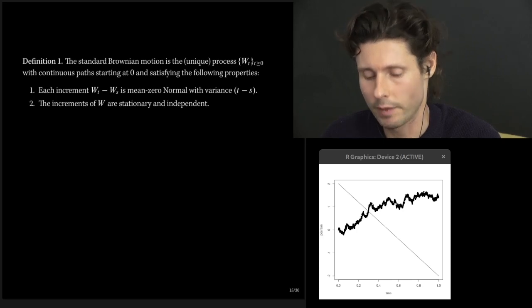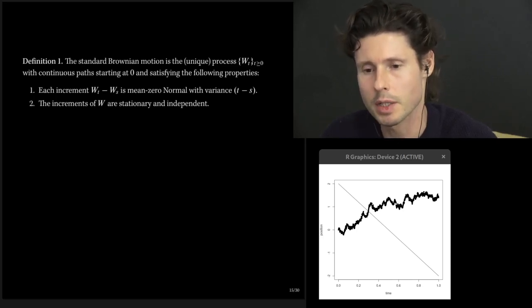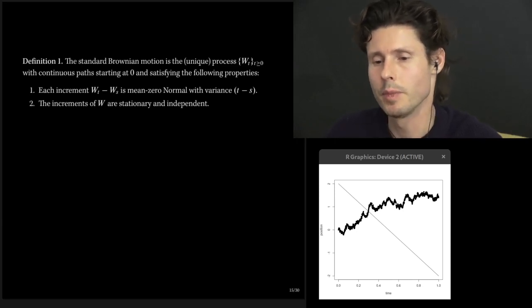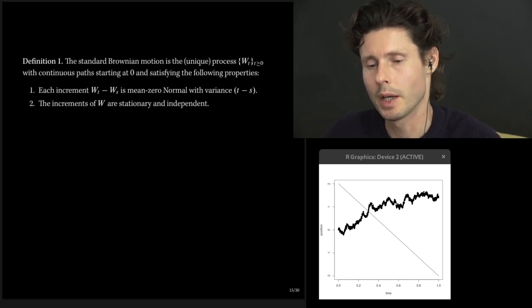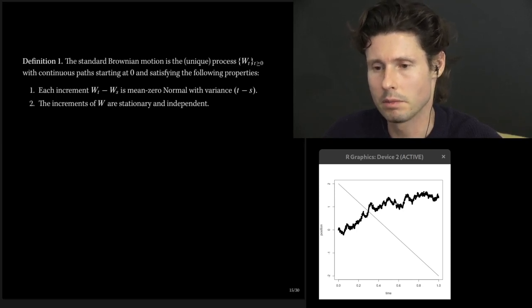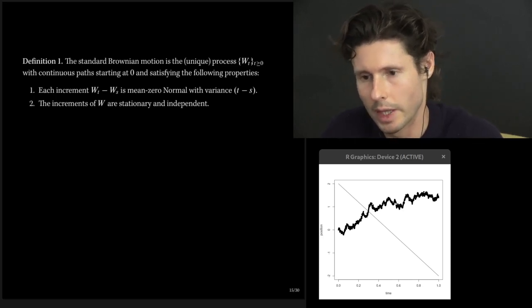So the first definition states that a standard Brownian motion is a unique process with continuous paths. Continuous paths is not to be confused with continuous time, even though that's certainly the case here. Continuous paths means that you draw it on a piece of paper without lifting the pencil. And these paths all start at 0, and they satisfy two properties that involve the increments of the process.